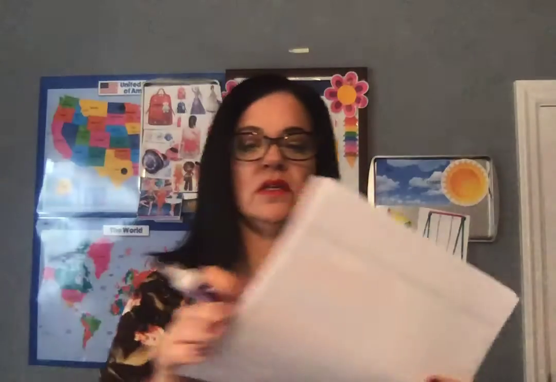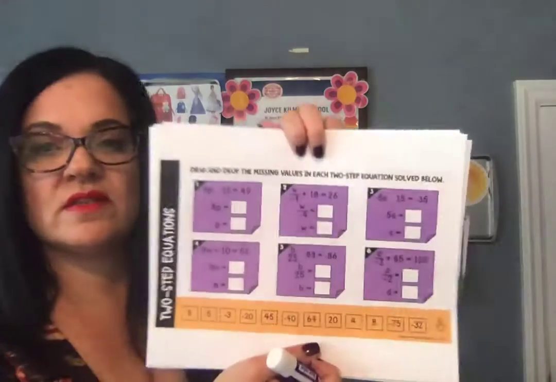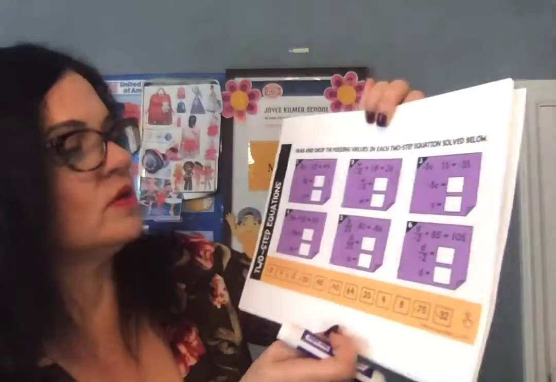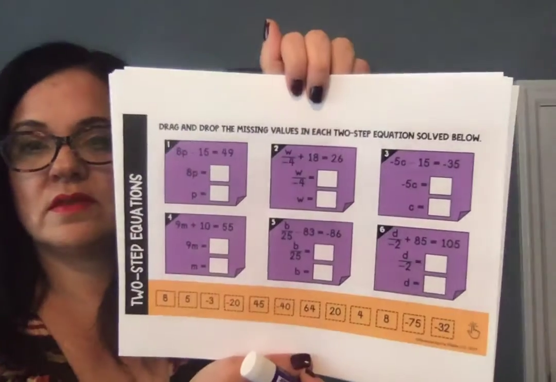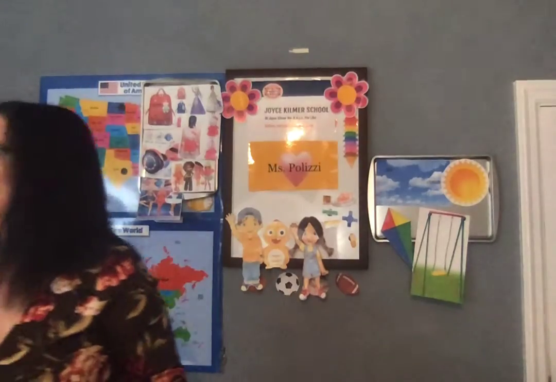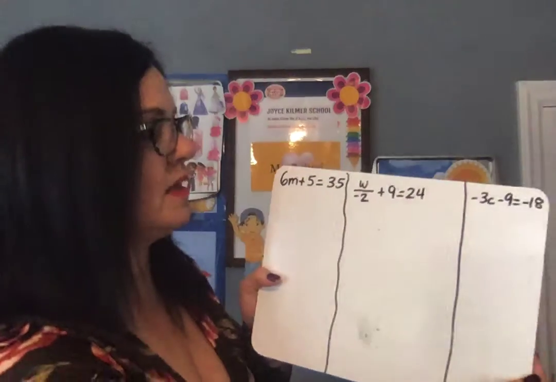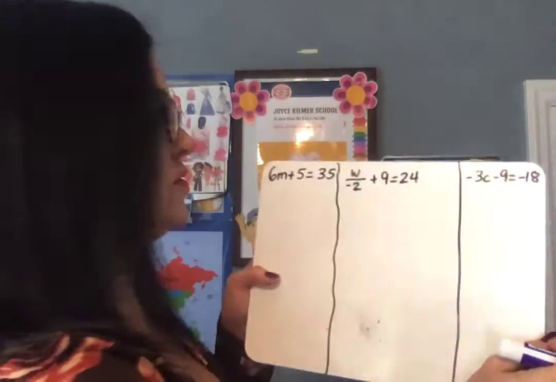All right, so the next page looks like this. You'll have some equations to solve, two-step equations, and you'll have to drag and drop your solutions. Okay, so let's just go over what some of those problems may look like. Here they are. All right, so in the first problem, we have 6m plus 5 equals 35.